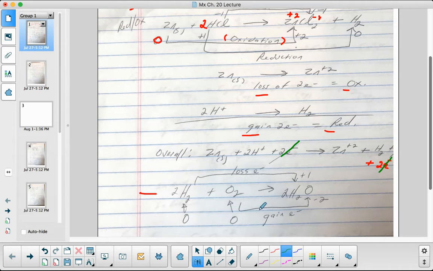And then here I just show you another example, the synthesis of water, where I have hydrogen and oxygen forming two molecules of water. I indicate how there's a loss of electrons with the hydrogen, and a gain of electrons with the oxygen, because here it's 0, and then it becomes -2. So in this example, the hydrogen, because it's losing electrons, is undergoing oxidation, and the oxygen, because it's gaining electrons, is undergoing reduction.